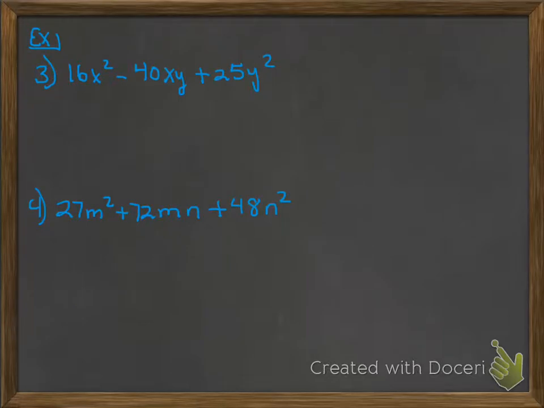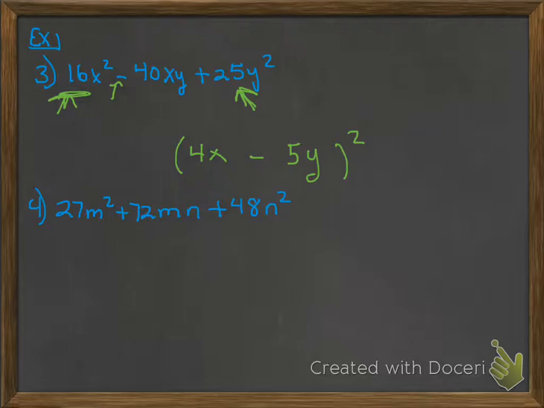Okay, let's do this again. My sign. What squared is 16x squared? That would be 4x. And what squared is 25y squared? That would be 5y.